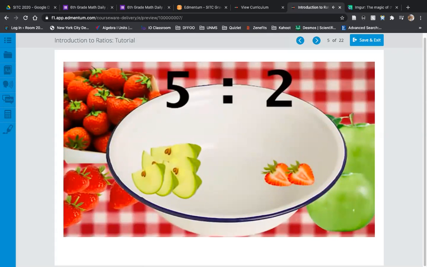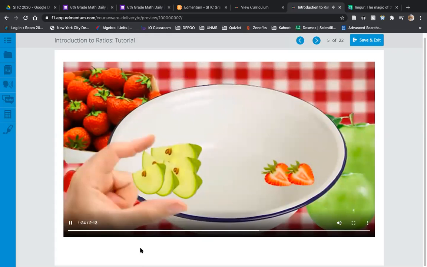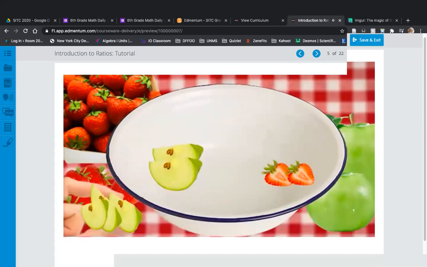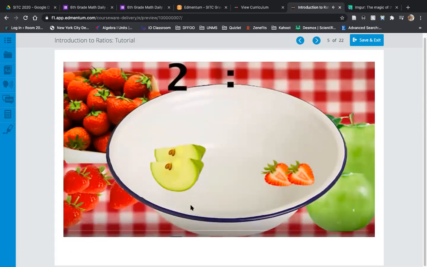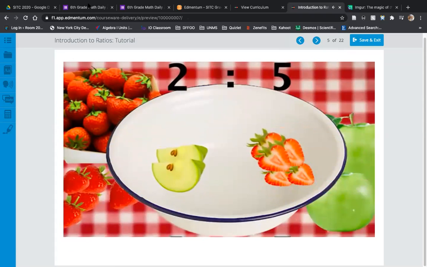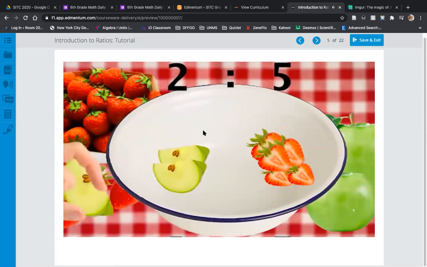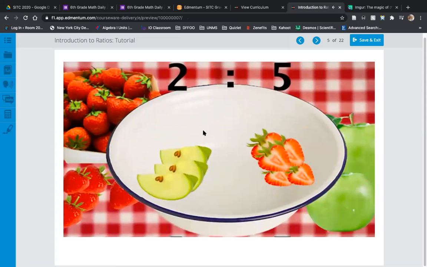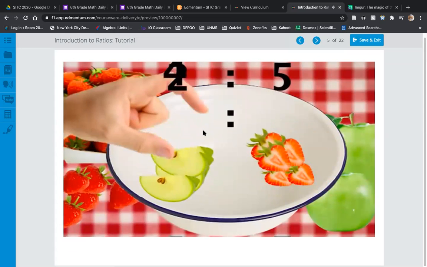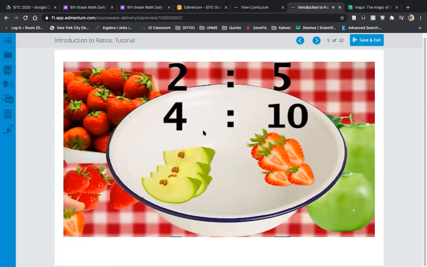By using this ratio, any quantity of salad can be made. This way, you can make any size salad you want as long as it has the same ratio of ingredients. So long as there are 2 apple slices for every 5 strawberry slices, the salad will have the same consistency. Adding 2 more slices of apple and 5 more slices of strawberry gives you 4 slices of apple and 10 slices of strawberry.